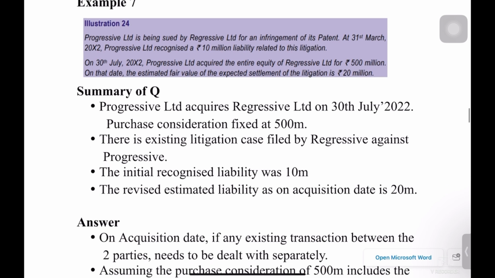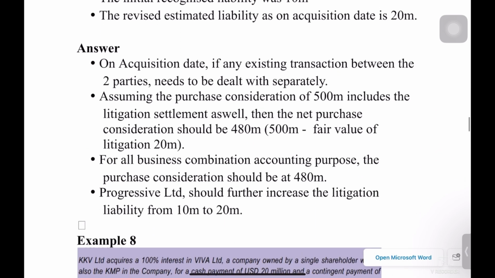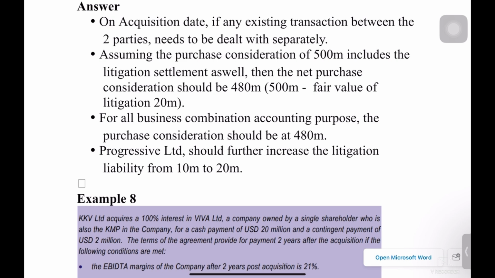Now the answer is, as on the acquisition date, any existing transaction between the two parties needs to be dealt with separately. Here there is a claim as on the date of acquisition. Whether a business combination happens or not, that liability will remain. So that has to be dealt with separately and not clubbed along with the business combination entries. Assuming the purchase consideration of 500 million includes the litigation settlement as well, then the net purchase consideration should be only 480 million.